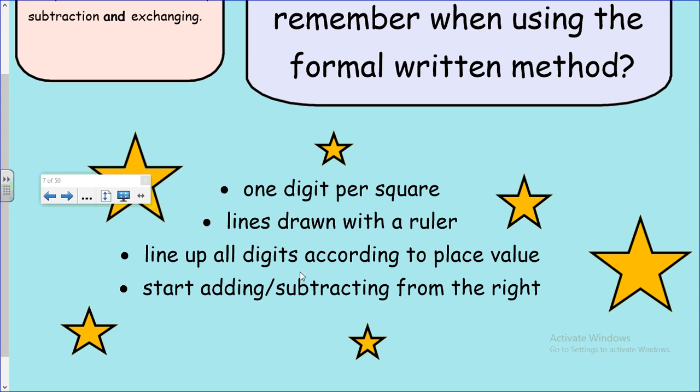Make sure you line up all your digits according to place value. So your ones digits need to be under each other, your tens column digits need to be under each other, and your hundreds column digits need to be under each other. And to start adding or subtracting, which is what we're doing today, from the right, from the number that's furthest on the right, and we'll see that in a minute when we do it together.